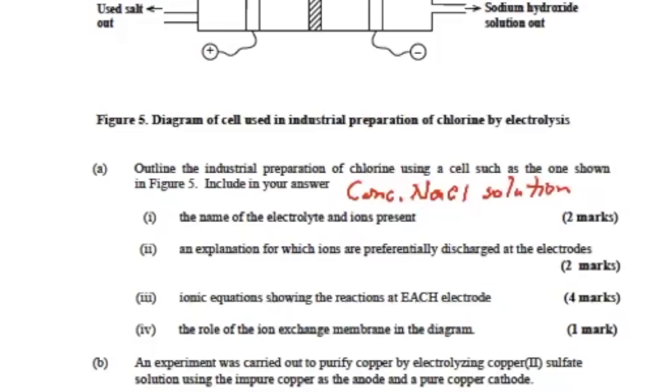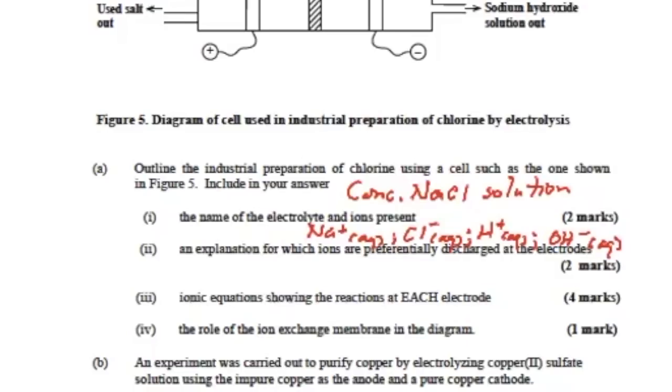The ions that would be present are Na+ aqueous, Cl minus aqueous, H plus aqueous, and OH minus aqueous. They want an explanation for which ions are preferentially discharged at the electrodes.